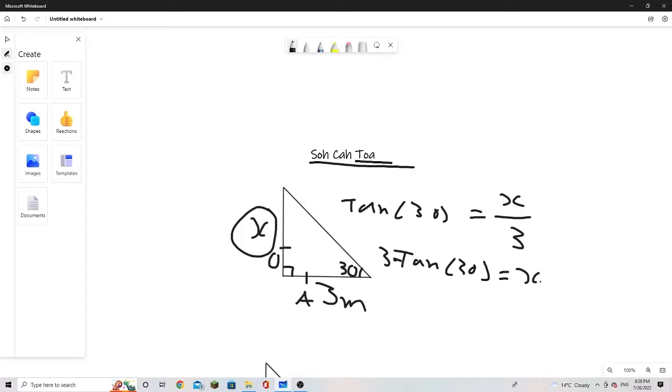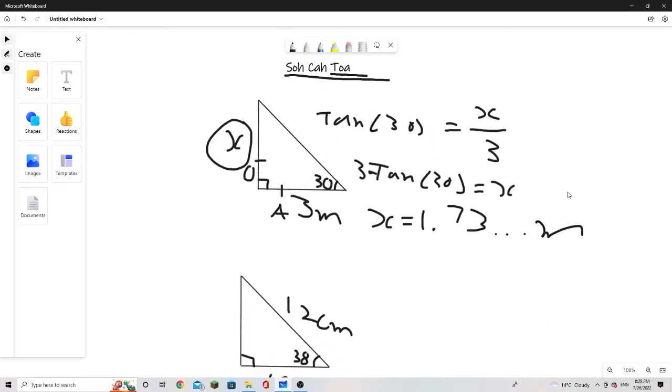Now, in our calculator, we type in 3 times tan of 30. Make sure you are in degrees, and we will get x equals 1.73-ish, somewhere. X equals 1.73, and then the unit is meters. Okay, that's the first question. Now let's look at the next question.